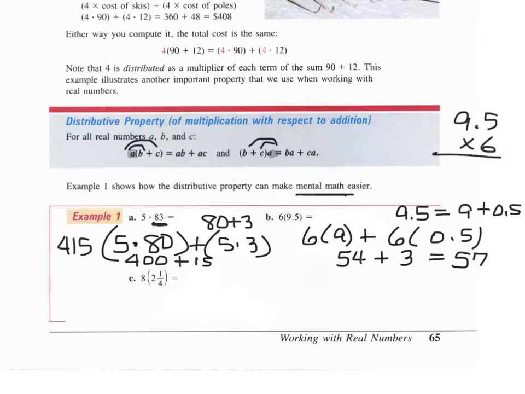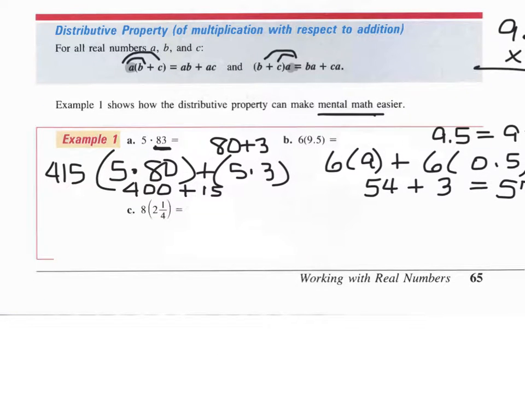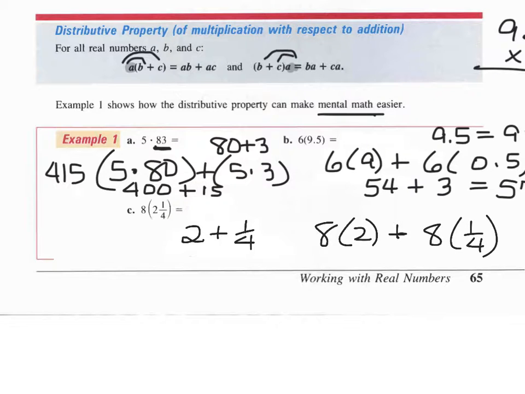Now, same thing when it's a mixed number. I'm going to have 2, and I can break this into 2 plus 1/4. So then I could do 2 times the 8 plus 8 times the 1/4. Because I can find 1/4 of 8, just divide it by 4 and get 2. And then 8 times 2 is 16, giving me 18.